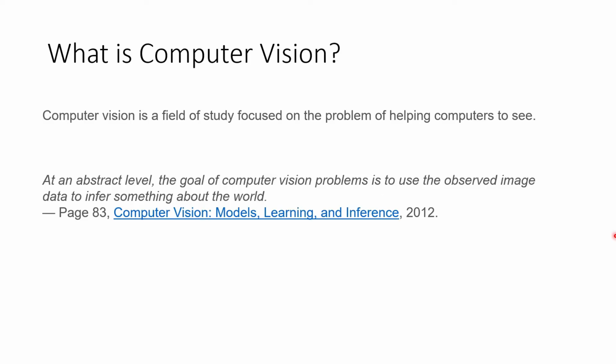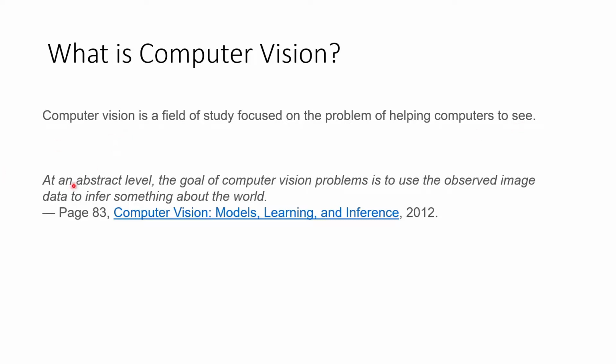Now, the introduction and goal of computer vision. What is computer vision? Computer vision is a field of study focused on the problem of helping computers to see. Now you are using your mobile phone these days, and you see that when you are clicking your friend's photograph in your phone, a box comes up around their face, and it is trying to focus on that face, or maybe it is trying to predict the age or the gender of that person. All those kinds of things are part of computer vision.